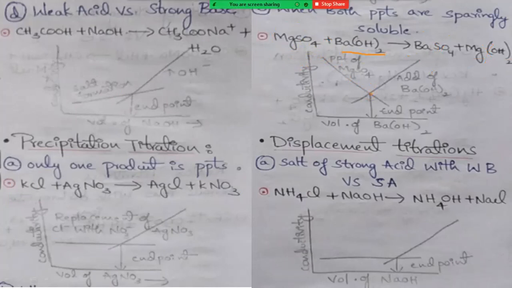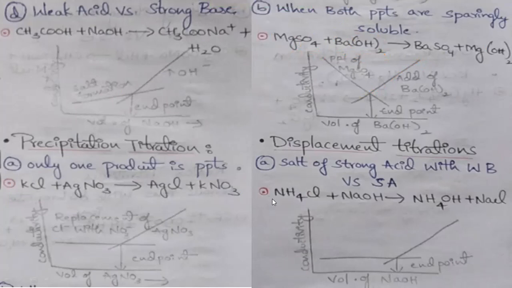Why? To identify the exact endpoint, we keep adding a little excess barium hydroxide, so that the graph increases again. Because we are increasing the concentration of barium hydroxide in the conical flask. So that's why the graph increases. We can see that after the endpoint, by adding barium hydroxide, the graph rises. So this is about precipitation titration.